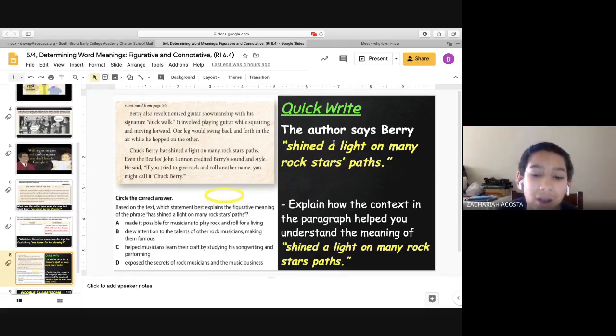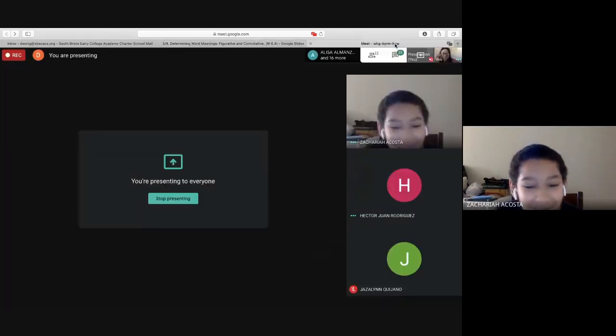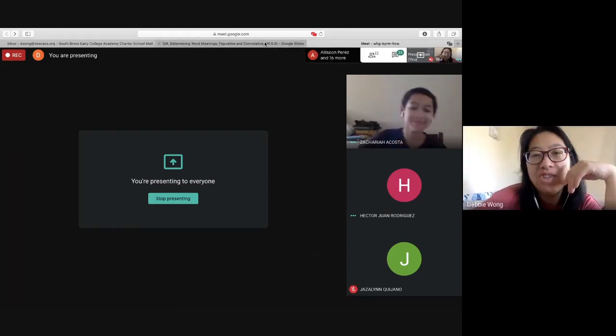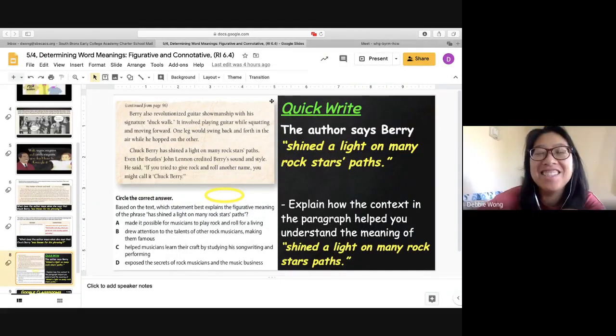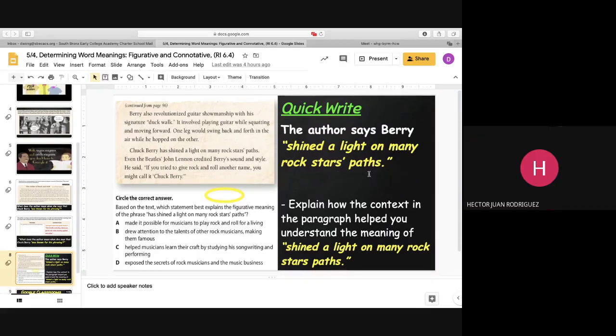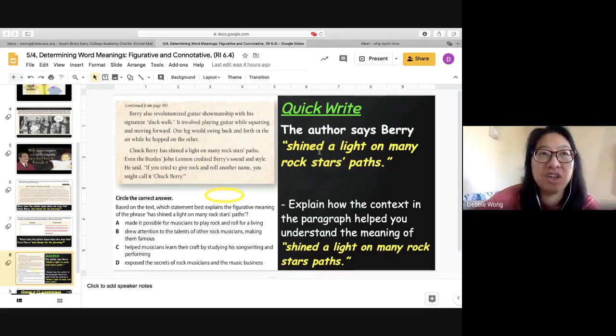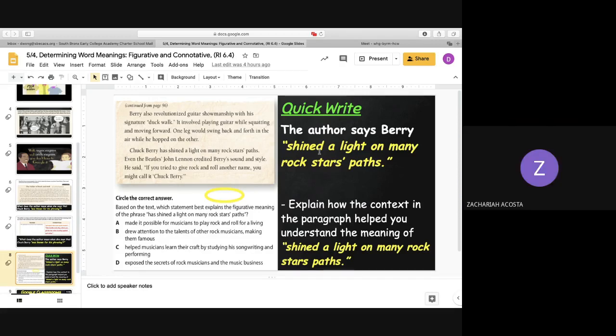So you're telling me John Legend met this unknown bootleg fake Chuck Berry, and he said, "Oh, you man good." That's fake, John Legend. So like, no, he did not do that. I don't believe... All right, first of all, it's John Lennon. It's John Legend. Right. John Lennon. Yeah, John Lennon. Second of all, let's focus on this. The author says Berry shined a light on many rock stars' paths. What does that mean? It doesn't literally mean that he shined a light and he goes, okay, this is your path.